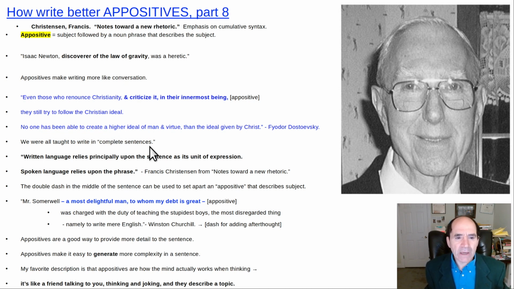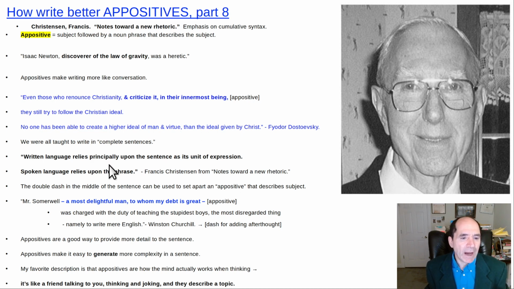I'll give you a little more advanced version of an appositive in a sentence. This one's by Fyodor Dostoevsky. Even those who renounce Christianity and criticize it, in their innermost being, they still try to follow the Christian ideal. No one has been able to create a higher ideal of man and virtue than the ideal given by Christ. This little descriptive phrase thrown back upon the original statement, that's an example of an appositive.